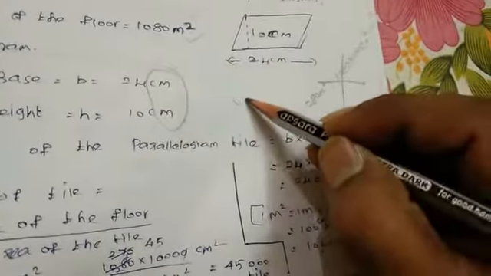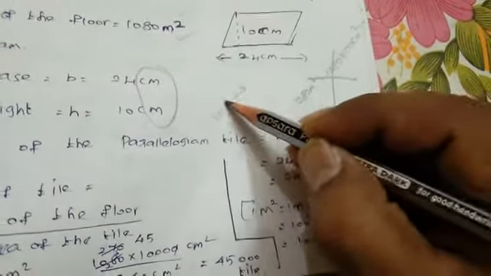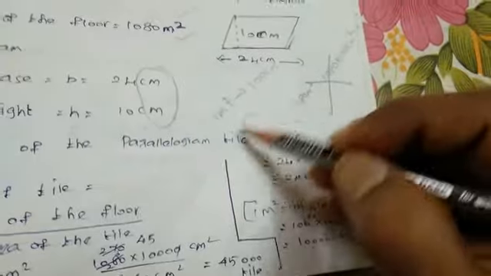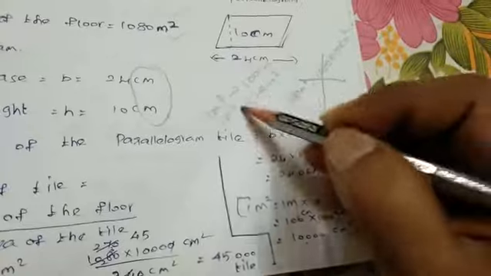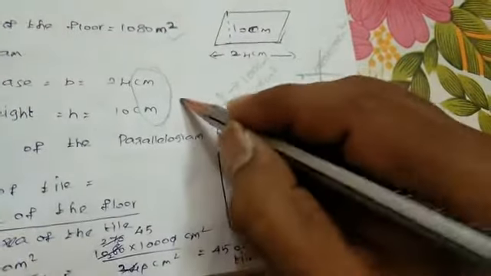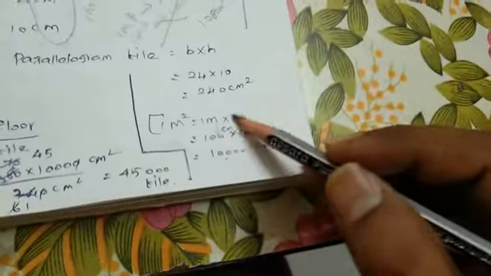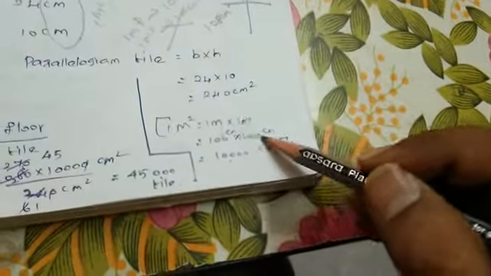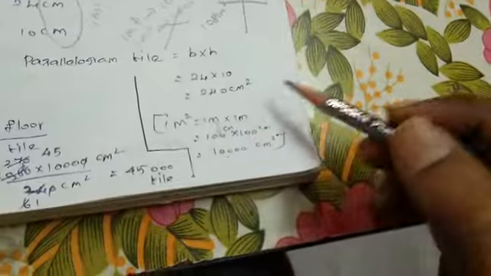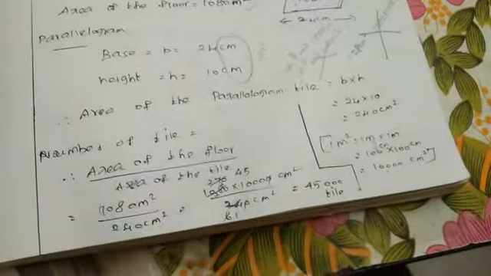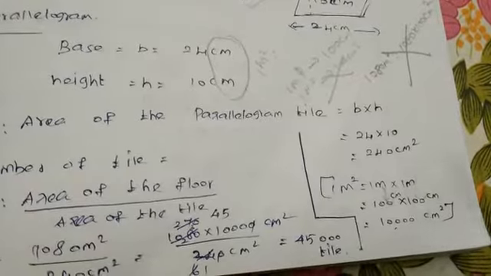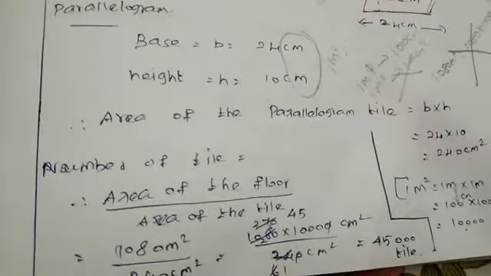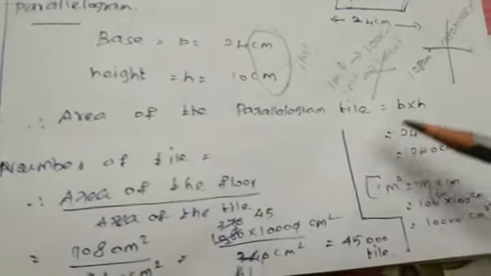So 1 meter is nothing but 100 centimeter. One meter squared means meter into meter, so we need to convert each meter into centimeter: 100 into 100. Just remember this thing. So 10,000 centimeter square. Now the area of the parallelogram tile equals base into height, as given.